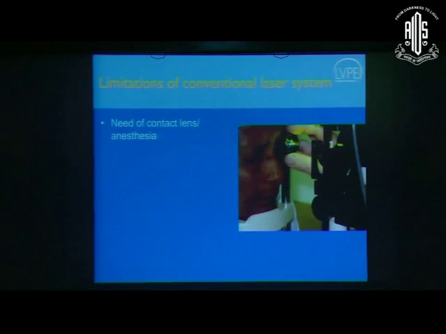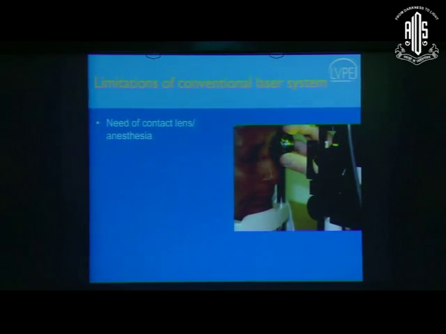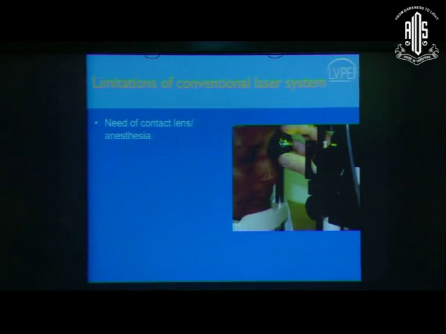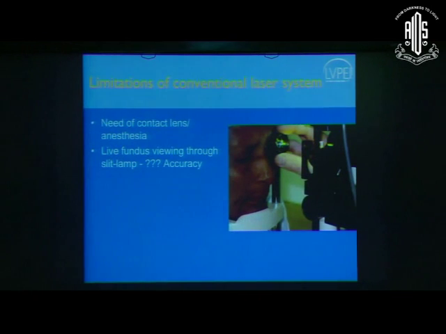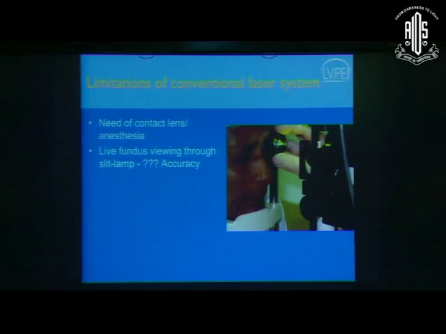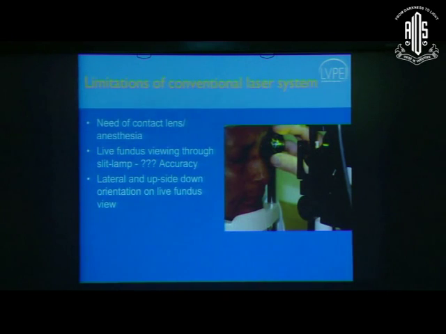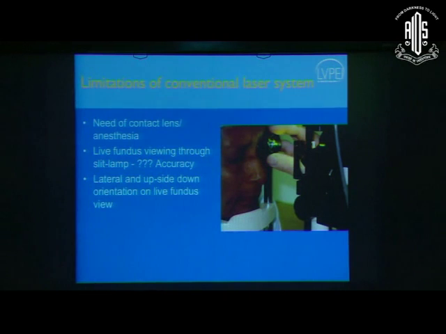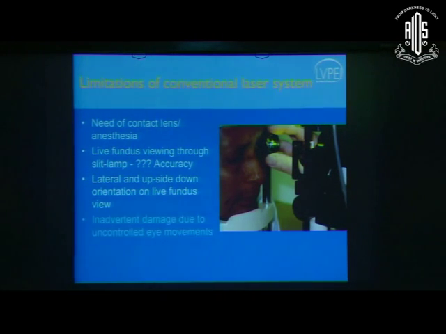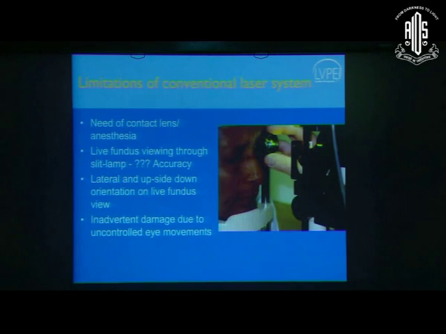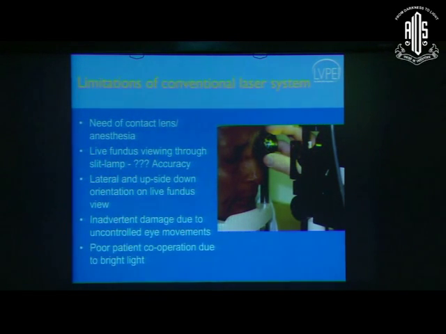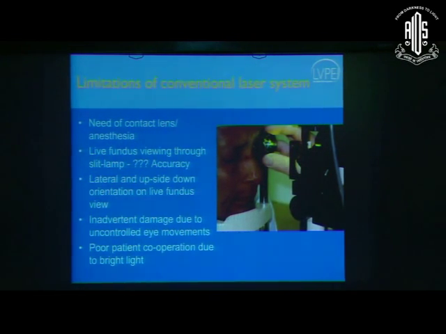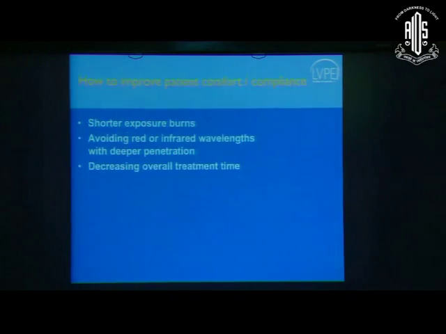But if we really look at the limitations of this conventional laser system, we see the patient is very uncomfortable. This poor lady is uncomfortable because there is a need of contact lens and anesthesia. You really have to struggle with the live fundus view with a small slit, and we are not sure about the accuracy. For beginners it is a challenge because of the lateral and upside down orientation, because of which sometimes you end up hitting at the wrong places, and many a times the patients are very uncooperative for this bright light which we use in conventional laser.